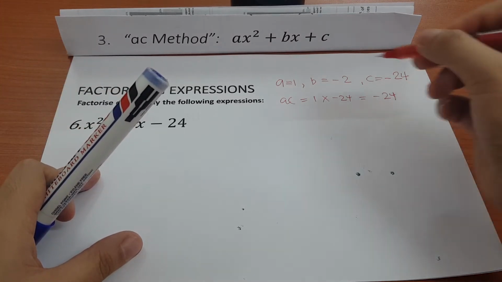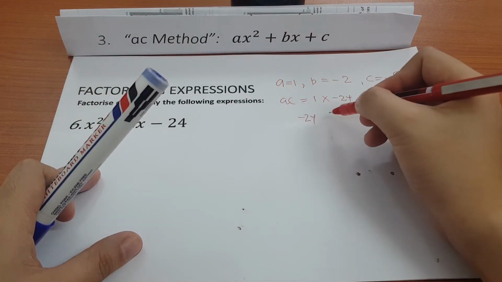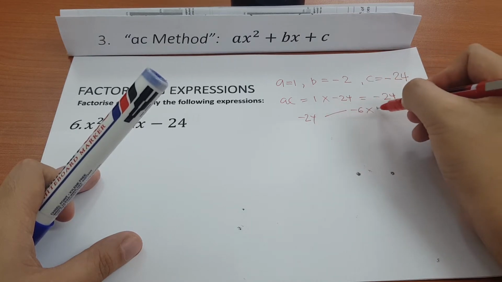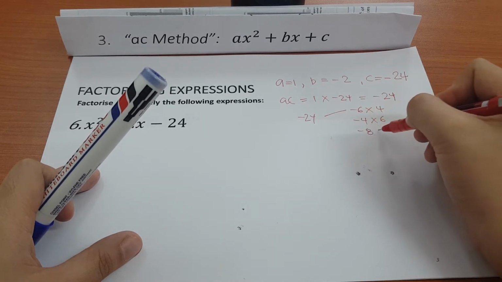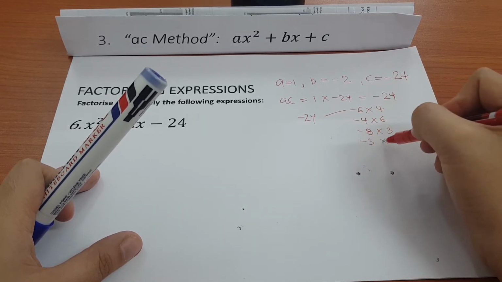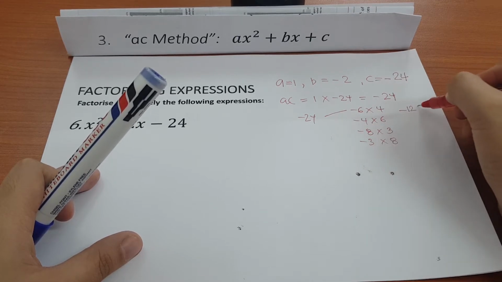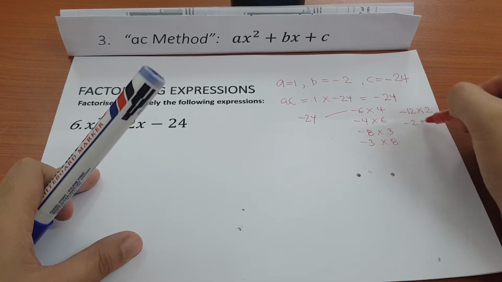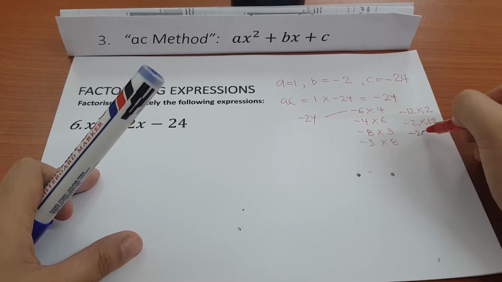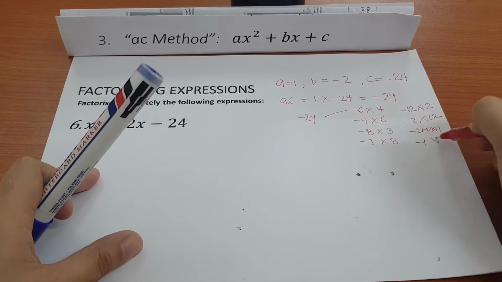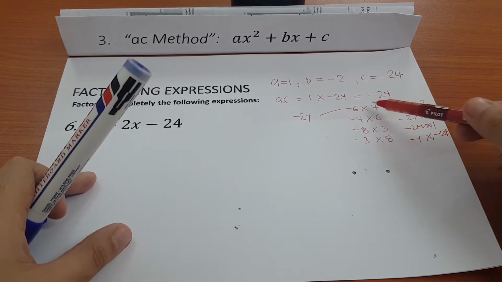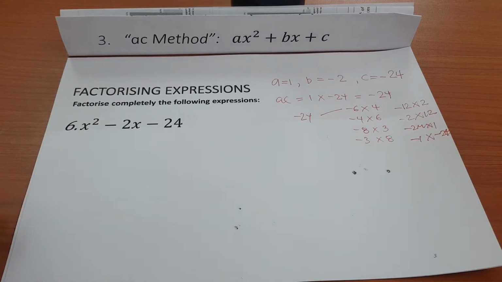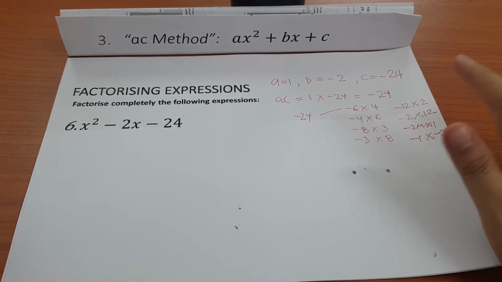So for minus 24, we have minus 6 and 4, minus 4 and 6, minus 8 and 3, minus 3 and 8, minus 12 and 2, minus 2 and 12, minus 24 and 1, minus 1 and 24. You have that. So you have 8 sets of factors. Which among these pairs will you choose?